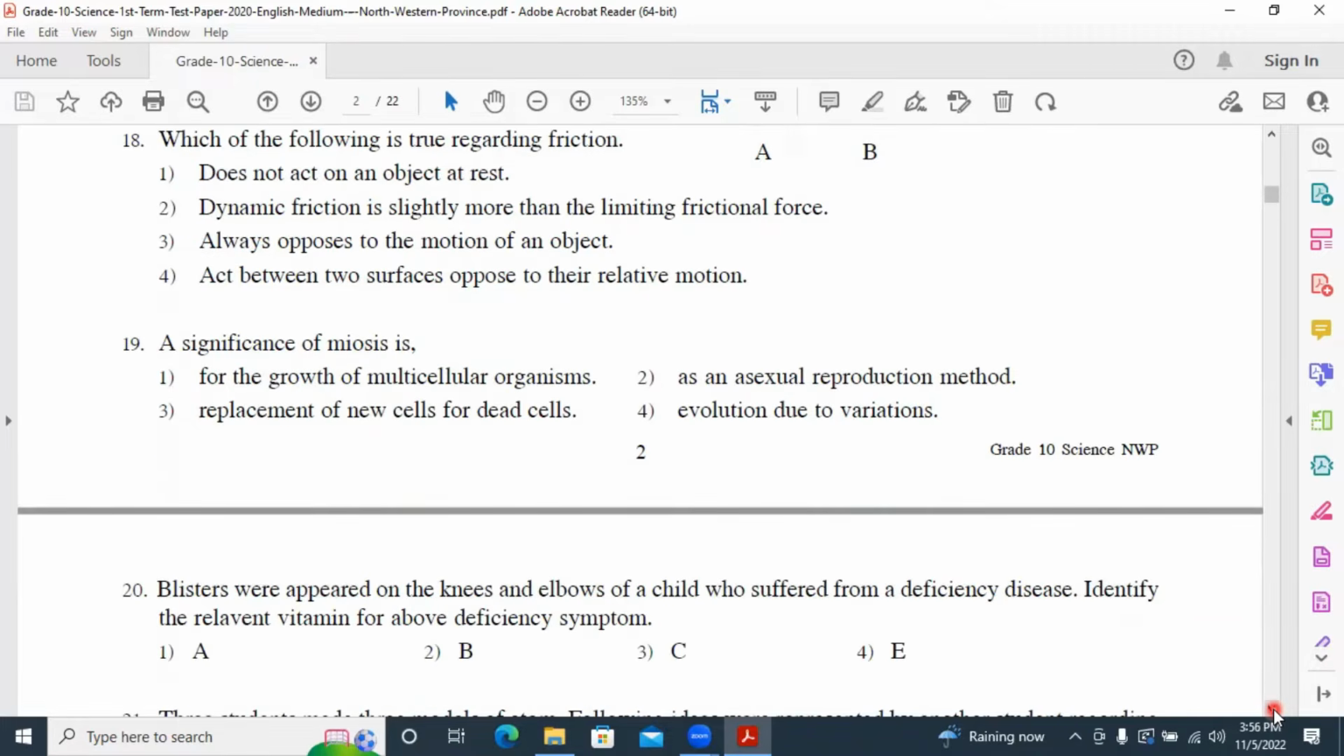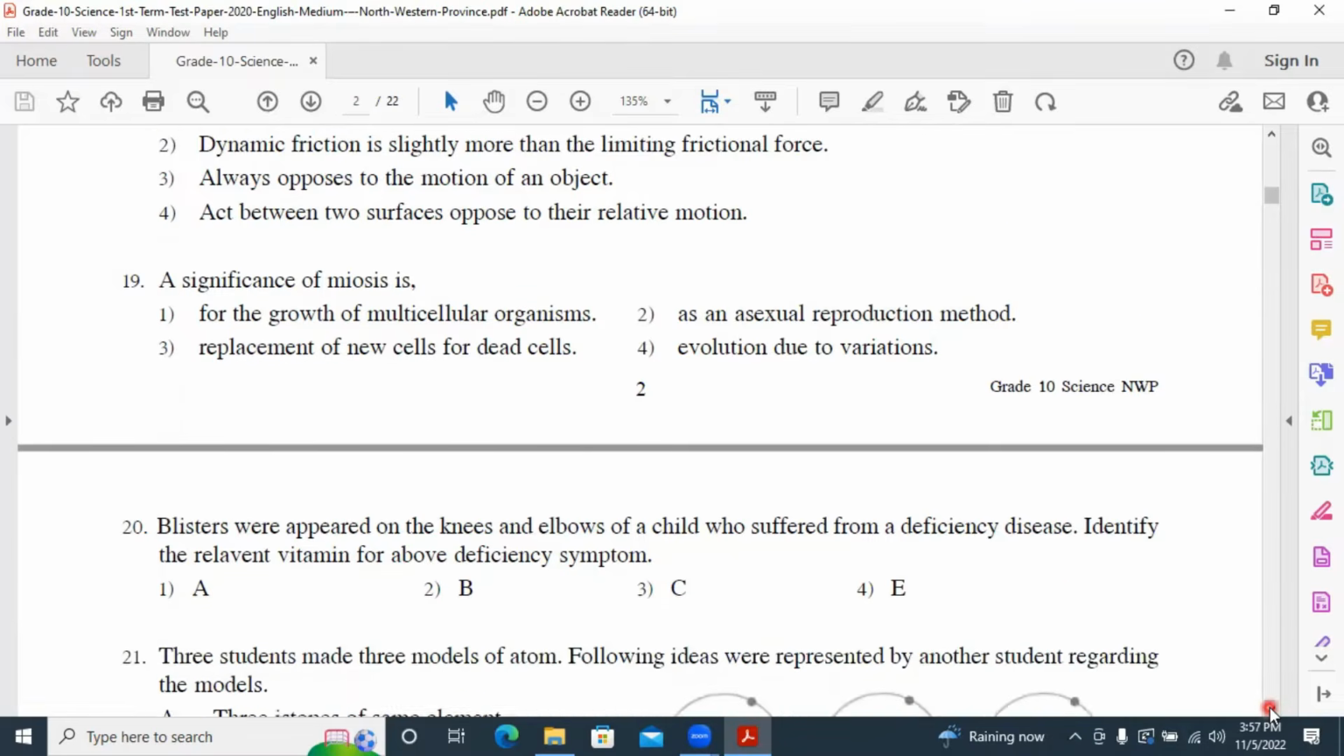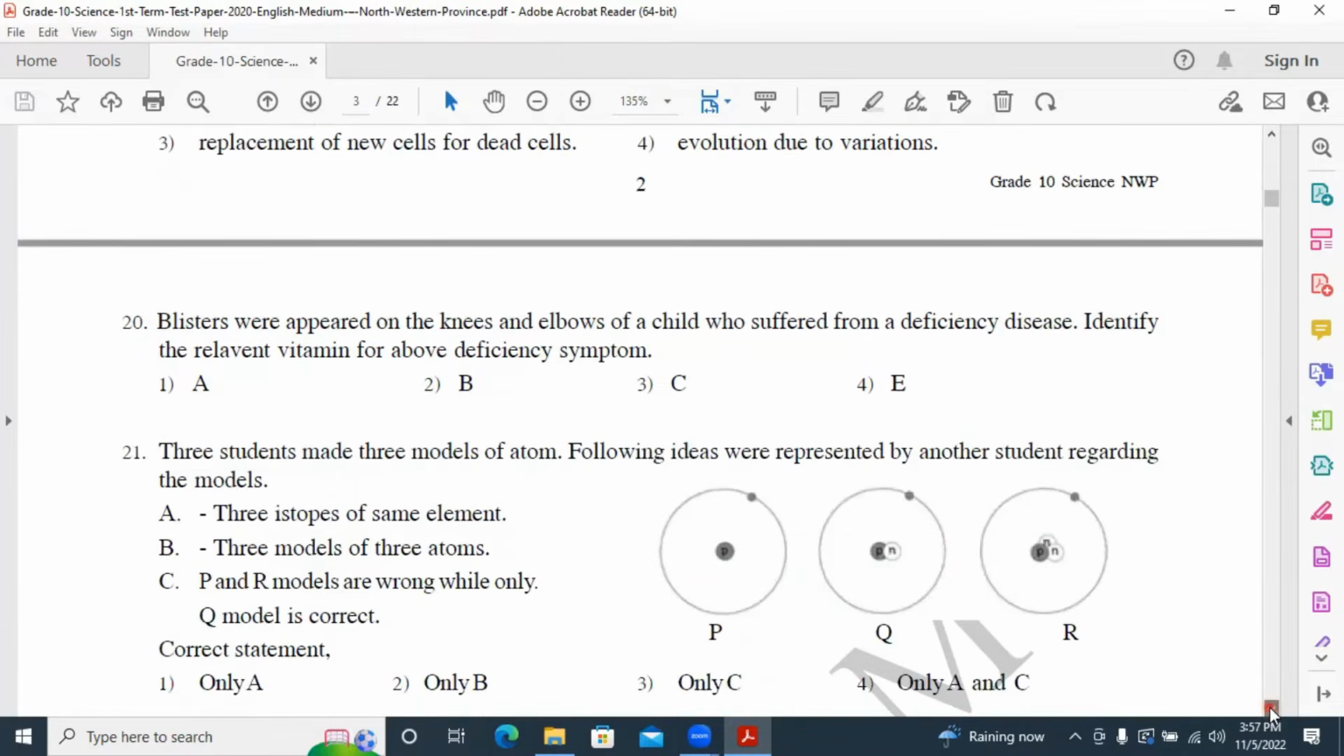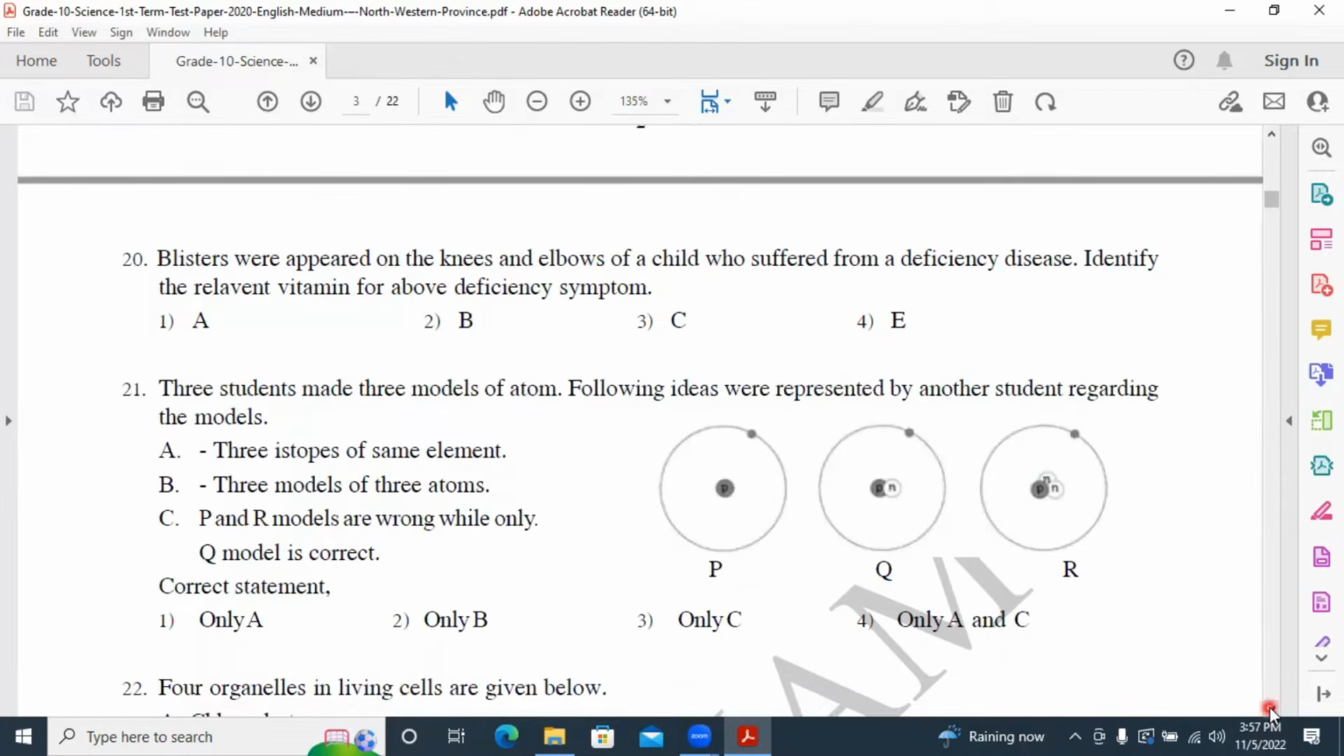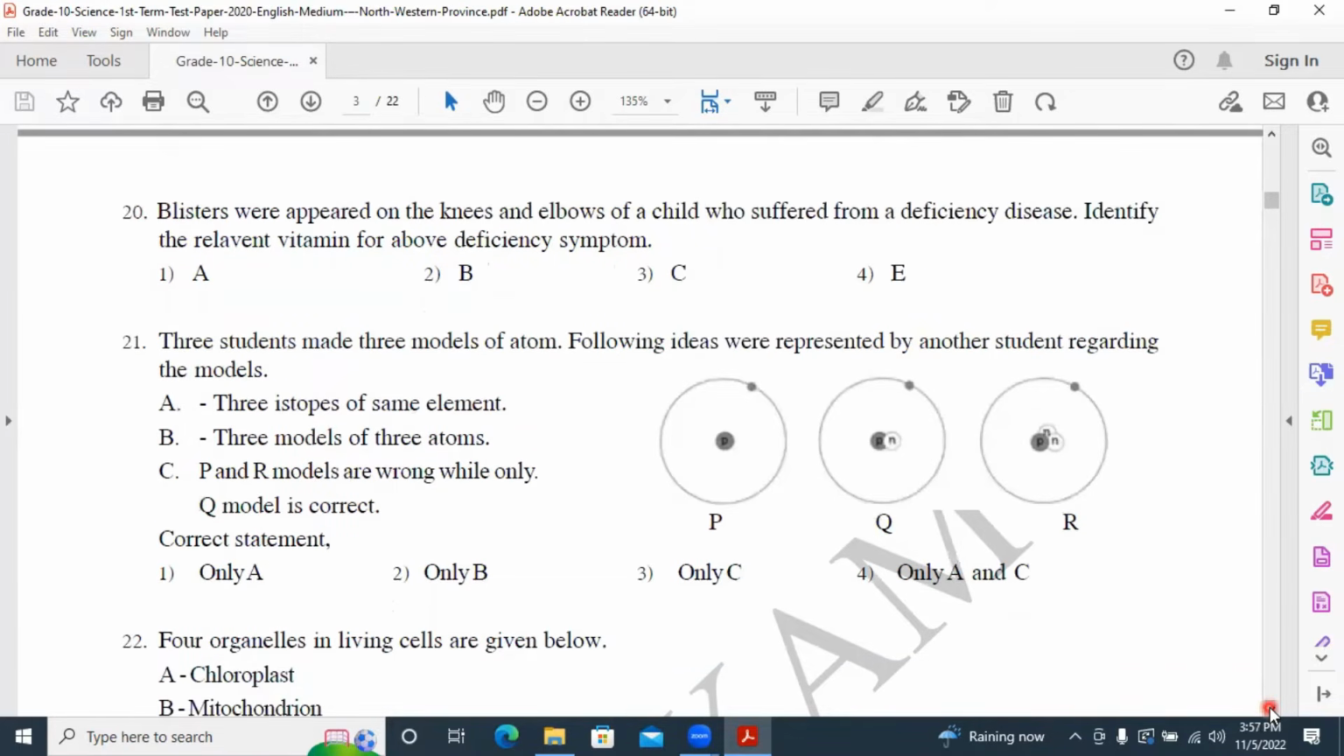19. A significance of meiosis is, answer number 4 is the correct answer, evolution due to variations. Question number 20. Blisters appeared on the knees and elbows of a child who suffered from a deficiency disease. Identify the relevant vitamin for the above deficiency symptom. Answer 1, vitamin A.